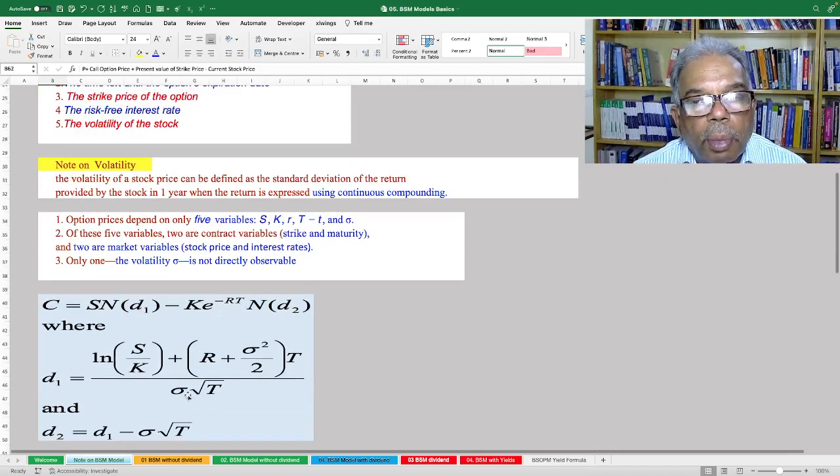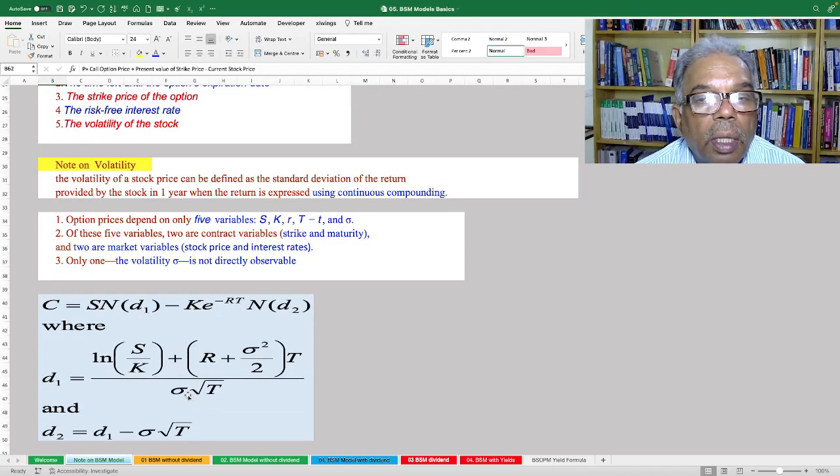So the call option price calculation as per the Black-Scholes option pricing model is the current stock price times N of d1 minus the present value of the strike price times N of d2. Whereas d1 is the log of S divided by K plus the risk-free rate of interest plus half the variance, times time, divided by sigma times square root of time. d2 is very easy: d1 minus sigma times square root of time.